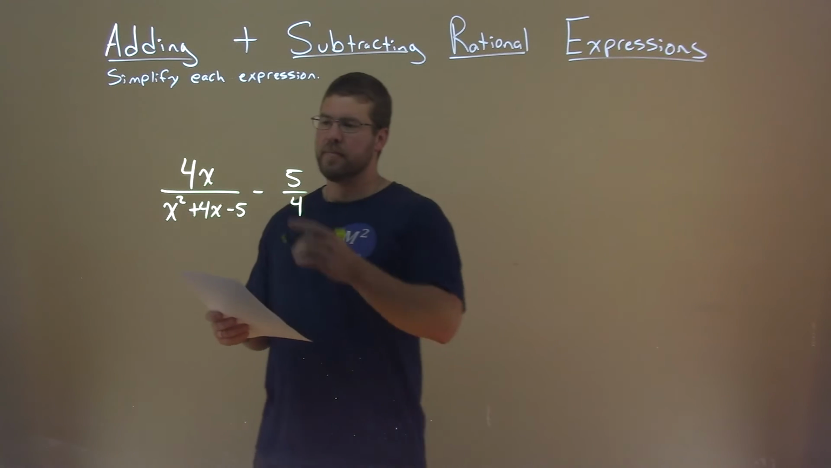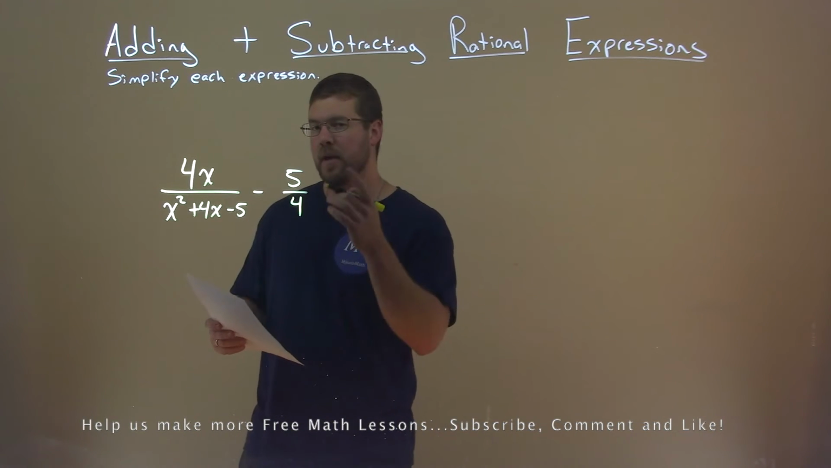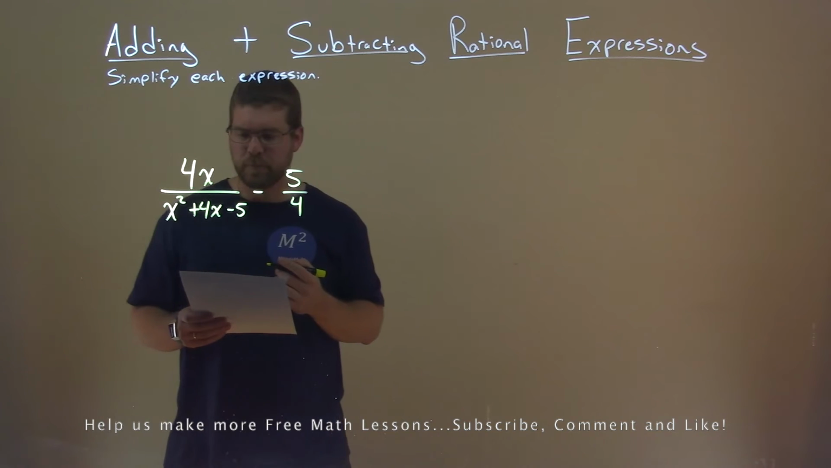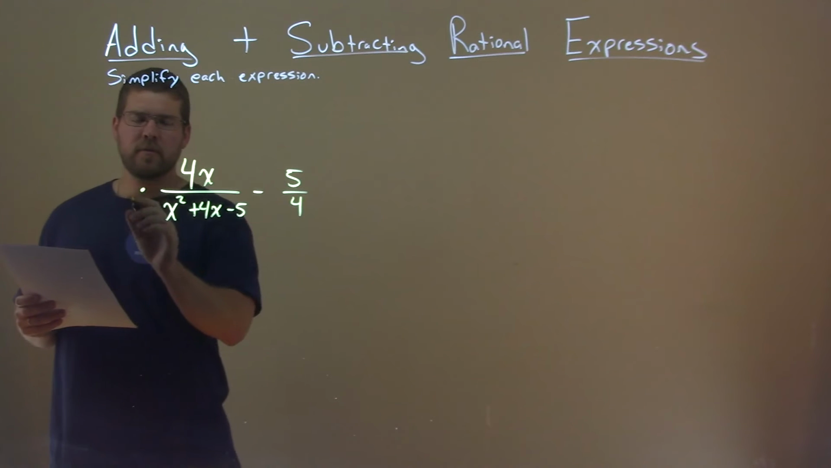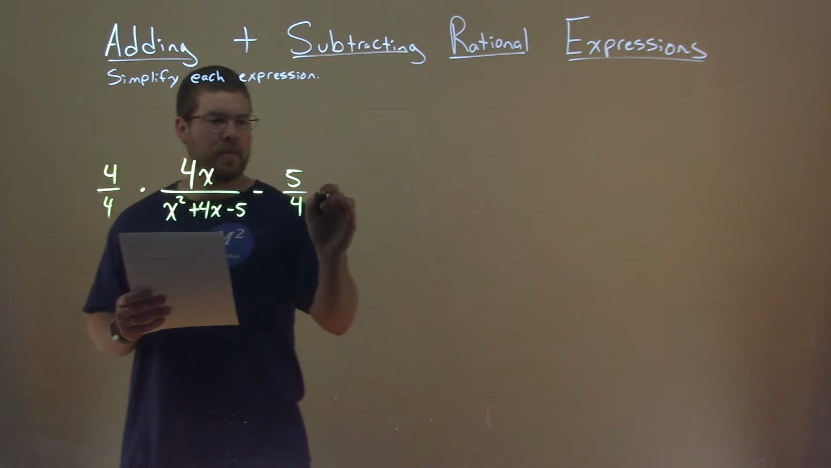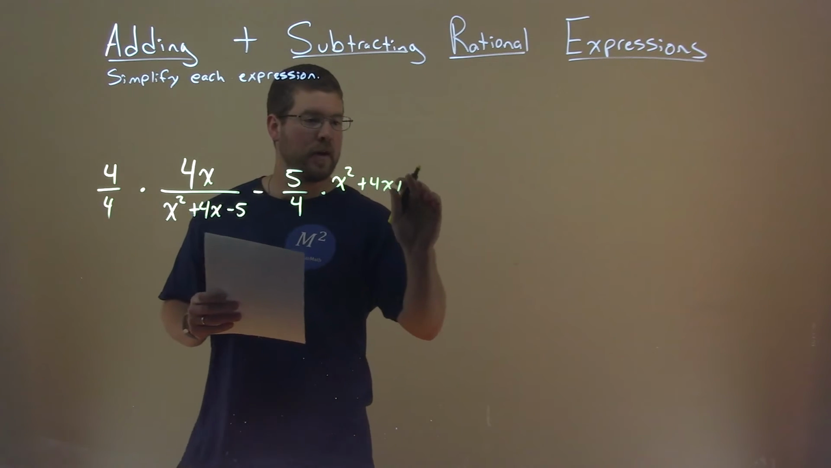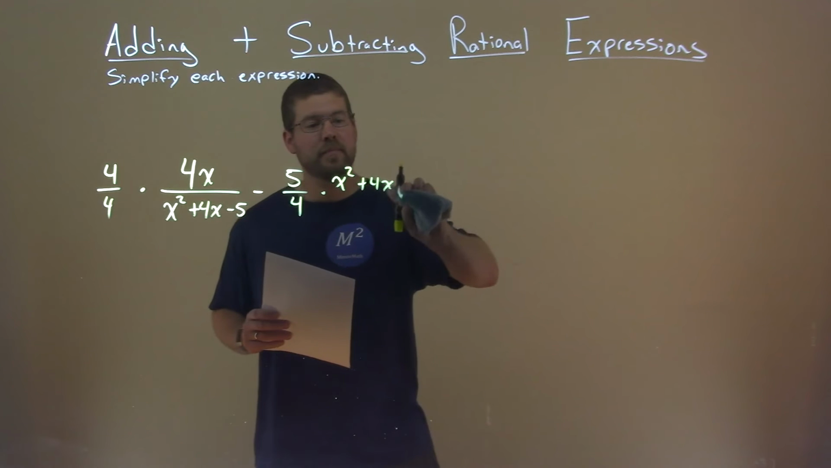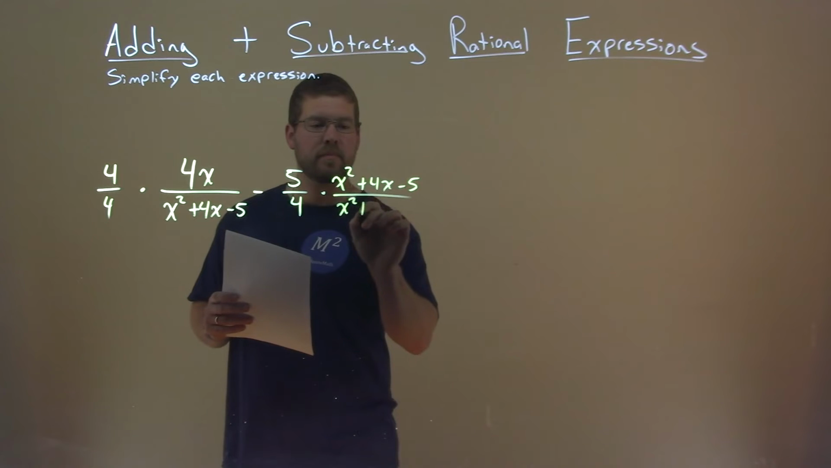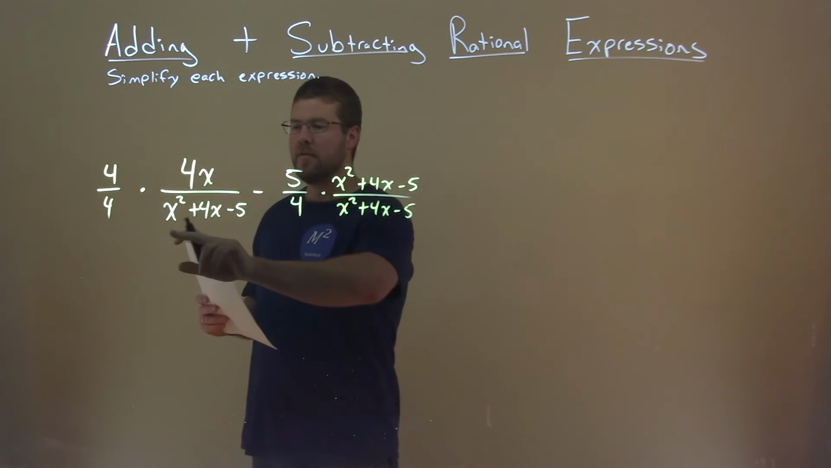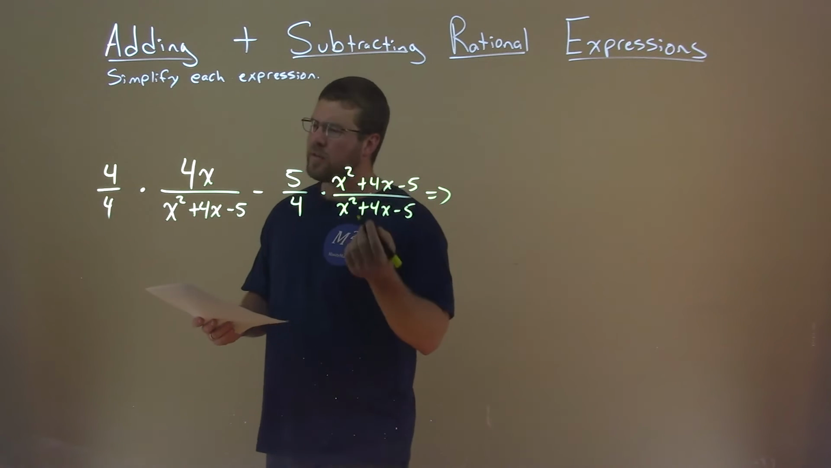We're given this problem right here, 4x over x squared plus 4x minus 5 minus 5/4, and we need to simplify this expression. Well, we don't have a like denominator, but if I multiply the first fraction by 4 over 4, and the second fraction by this denominator, x squared plus 4x minus 5, over itself, what do we have as a denominator? Well, it's just 4 times that x squared plus 4x minus 5. So what does that come out to be?